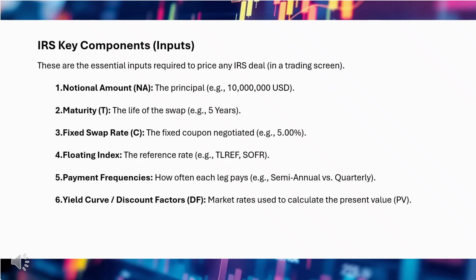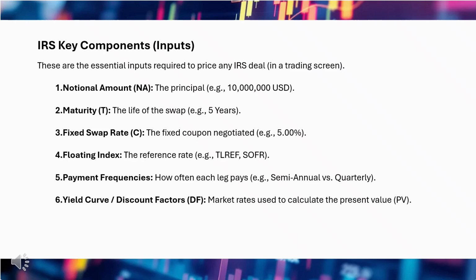The fixed leg details are critical. The fixed leg frequency determines how often that fixed interest payment is exchanged, typically semi-annually or annually. The fixed leg day count convention, which could be something like 30/360 or actual 360, is the exact fraction of the year used to calculate the precise cash flow amount.